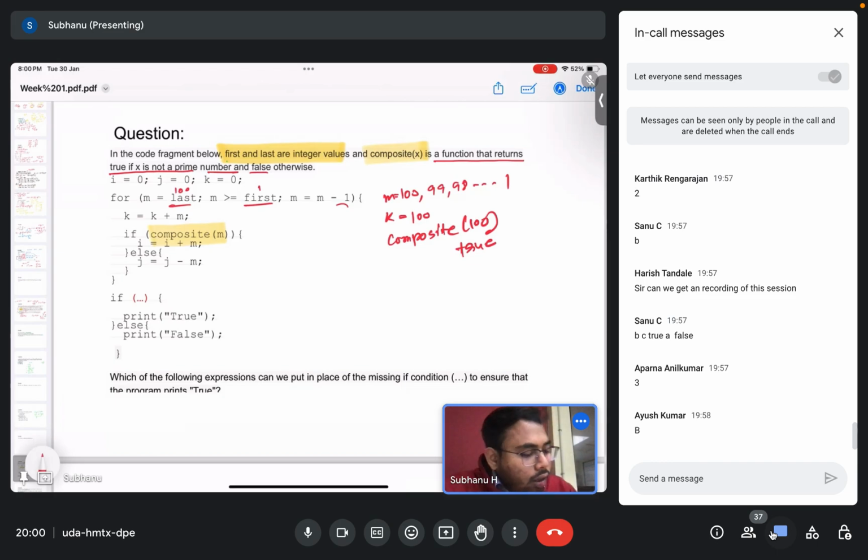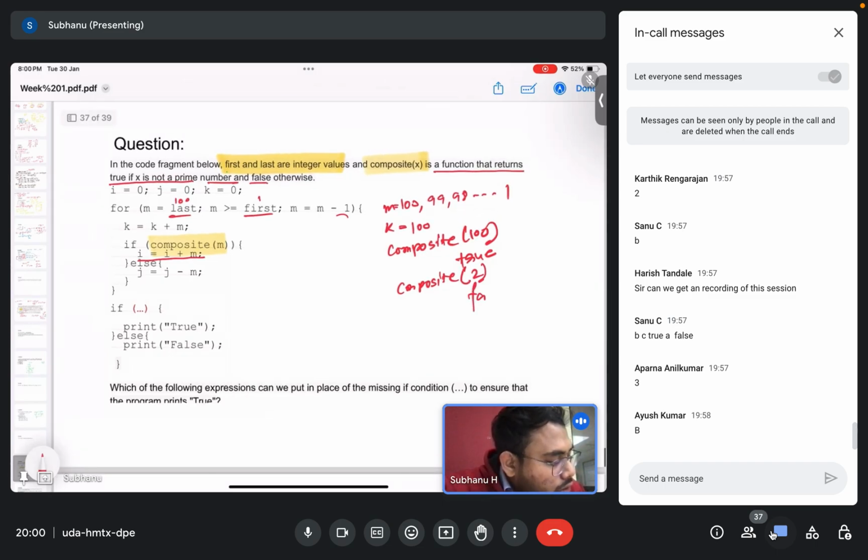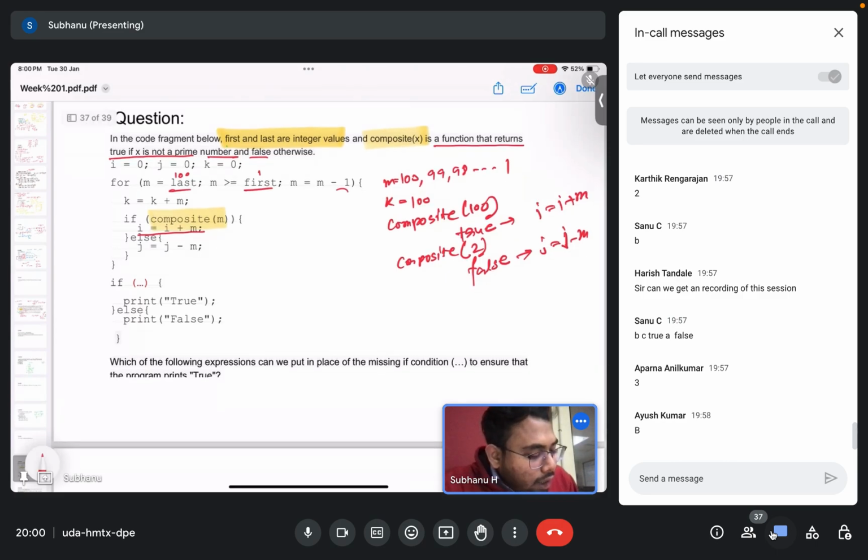It will go to this condition, i is equal to i plus m. If it was maybe composite 2, it would go to the false condition because it is a prime number. Then it would do j is equal to j minus m, but here it does i is equal to i plus m. Now this has been done. This for loop is done.